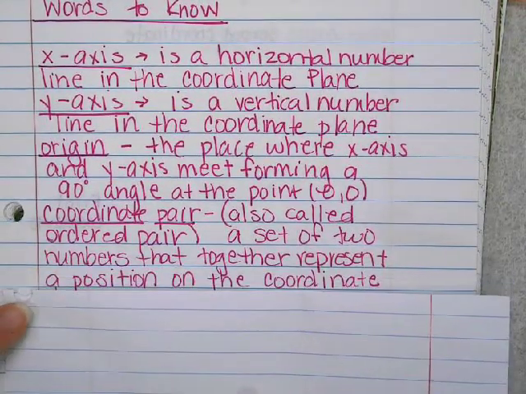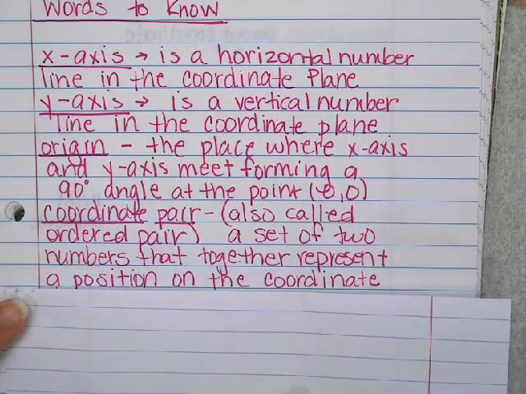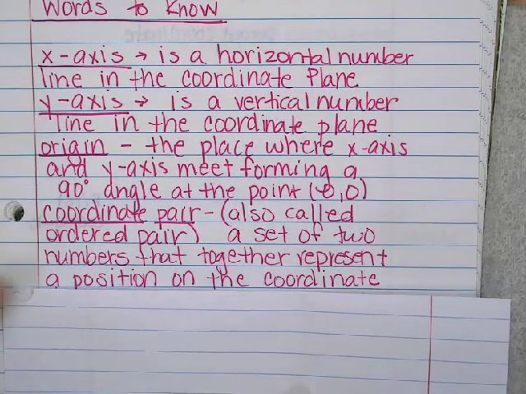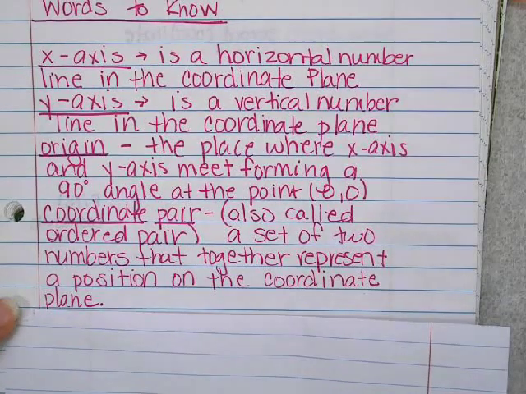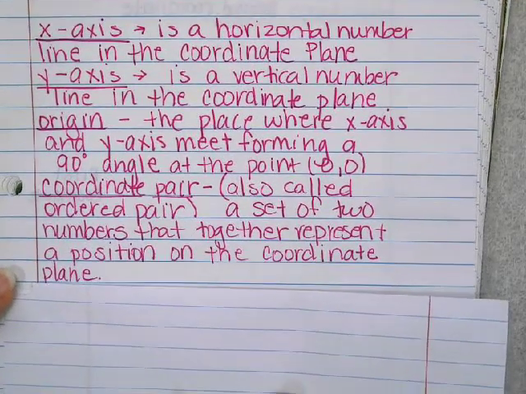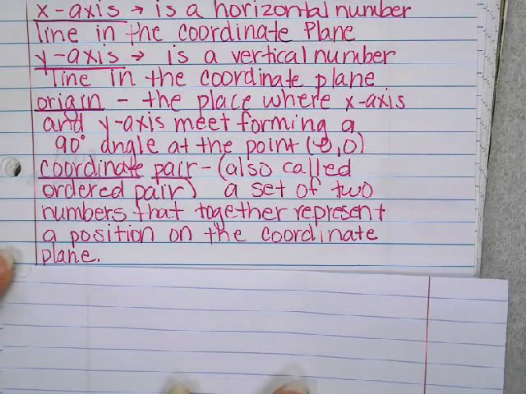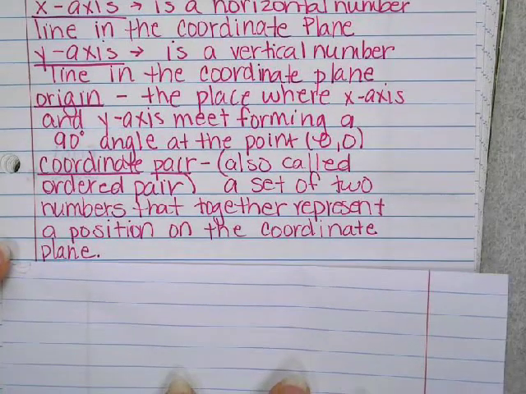Coordinate pair can also be called an ordered pair, and that is a set of two numbers that together represent a position on the coordinate plane. So yesterday we took time to find ordered pairs. Those can also be called coordinate pairs.